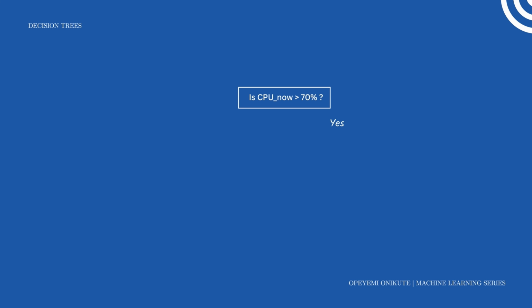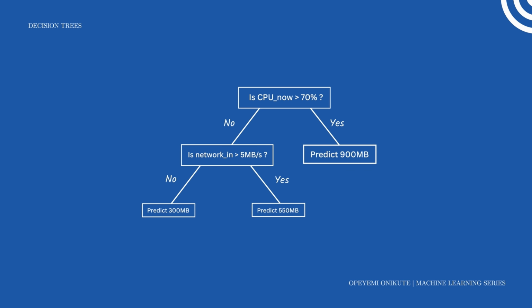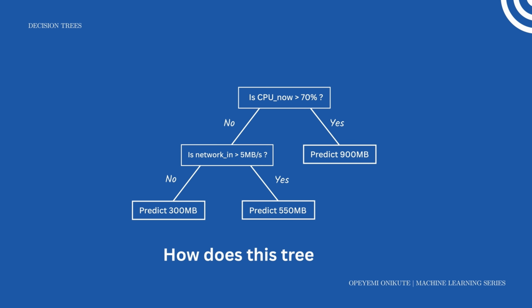If the CPU is greater than 70, we predict 900 MB. Otherwise, we ask more questions to get more probable answers. That's the basic idea of using a tree. But this tree has a clear flaw. How do you figure out which questions to ask and what numbers to predict? How does this tree learn? And how can it predict your resource usage for autoscaling?